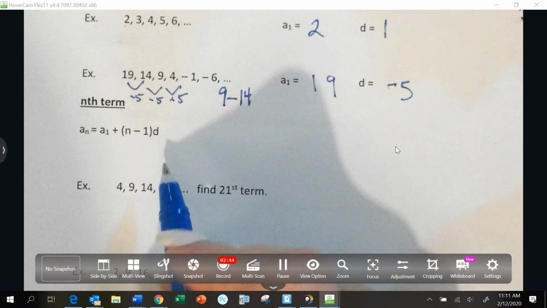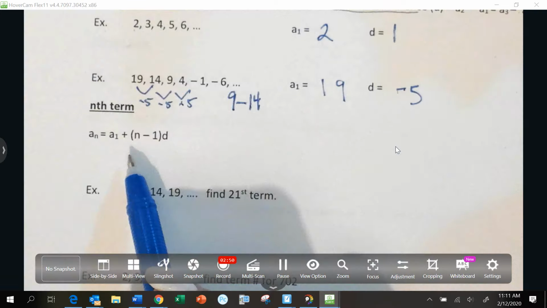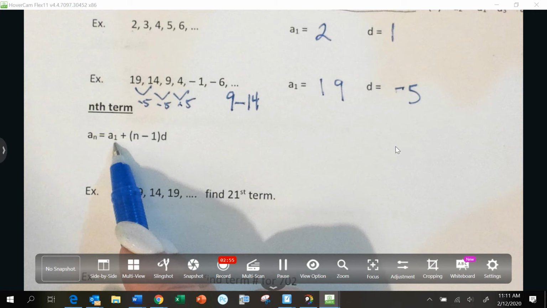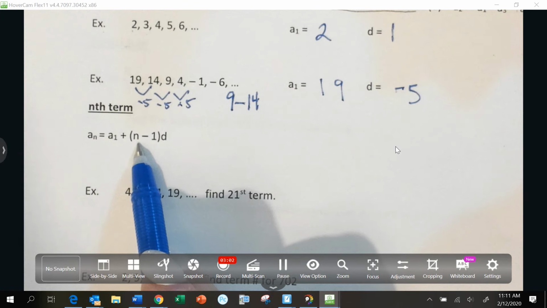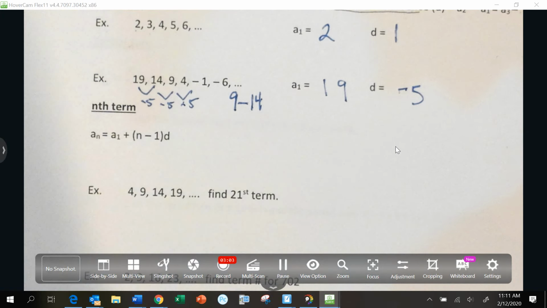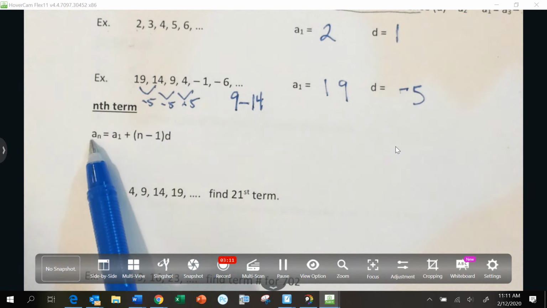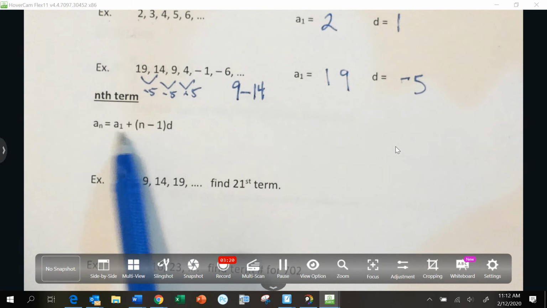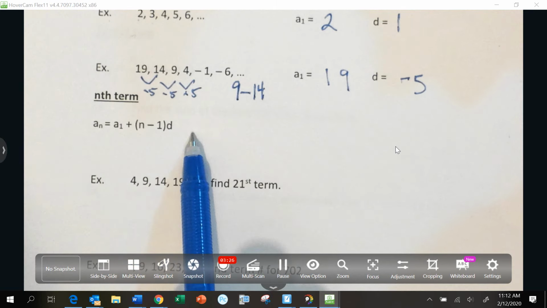Now to find the nth term, if it has a common difference, here's a formula you can use. You will plug in the first term. You will plug in which term it is, and d, the common difference. This is the formula for the nth term: a sub n equals first term a sub 1 plus parenthesis n minus 1 multiplied by the common difference.